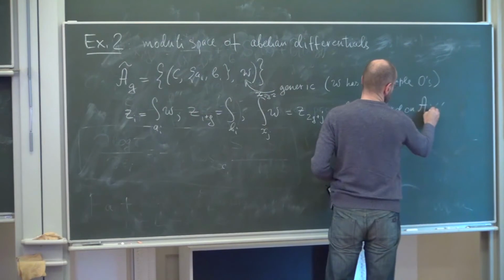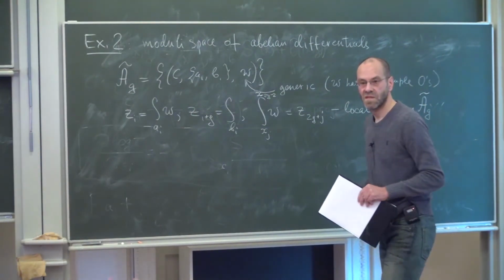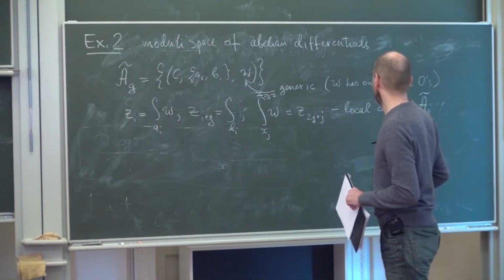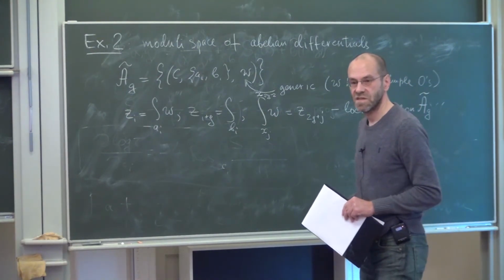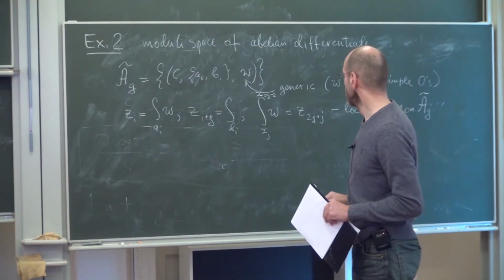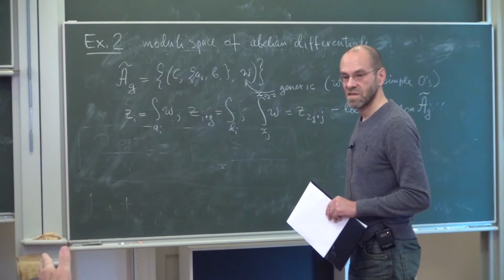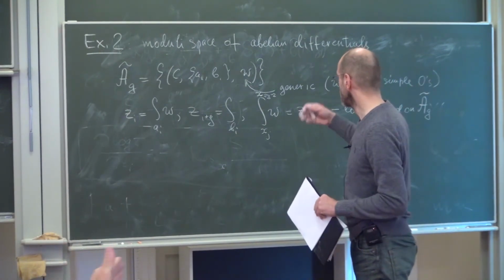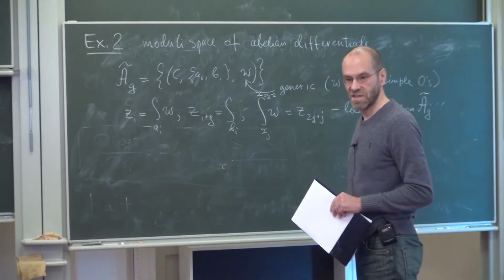3g minus 3 moduli for the curve, g parameters for the form. Not 4. Sorry? You say 4g minus 3. Yes, 4g minus 3. Yeah, 3g minus 3 for the moduli of the curve, and g more parameters for the form. Exactly.